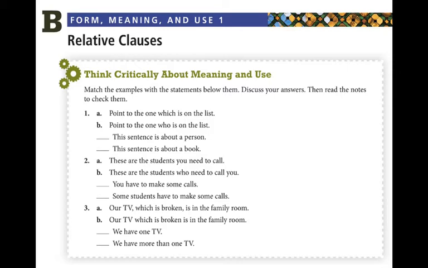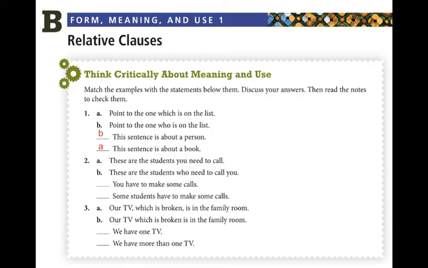Number 1, A. Point to the one which is on the list. B. Point to the one who is on the list. Which sentence is about a person? That's right, sentence B. Point to the one who is on the list refers to a person. This sentence is about a book. That's A. Point to the one which is on the list. Use who for a person. Use which not for a person but for a thing.